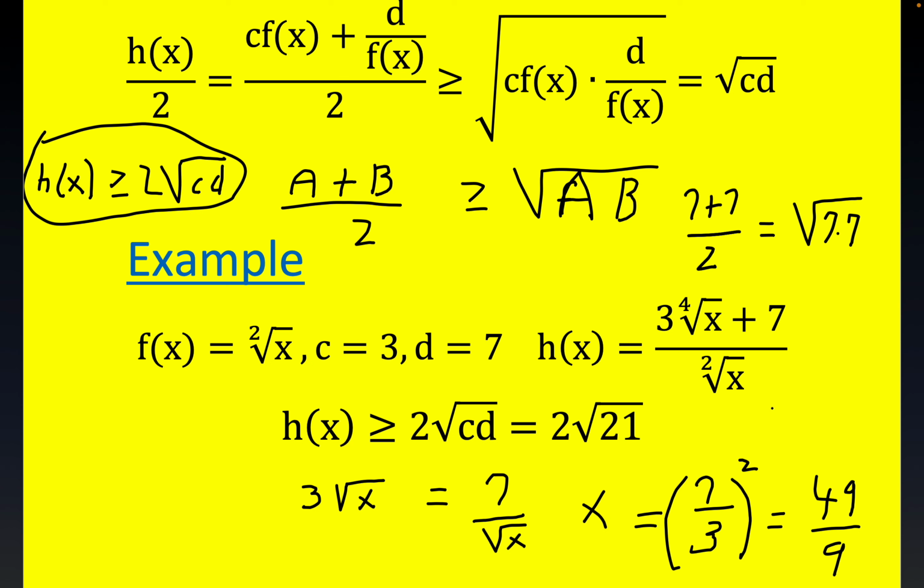You could check that on this particular function if you want to. If you substitute the square root of 49 over 9 in both places right here, you'll see that you do get this minimum value of 2 root 21.